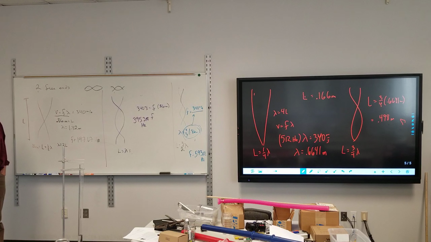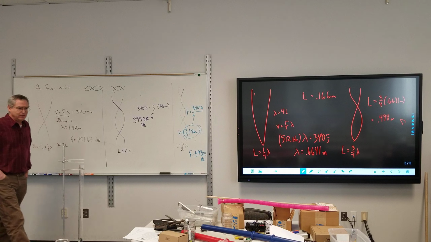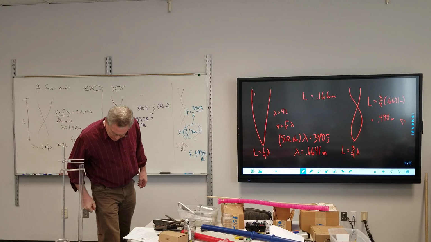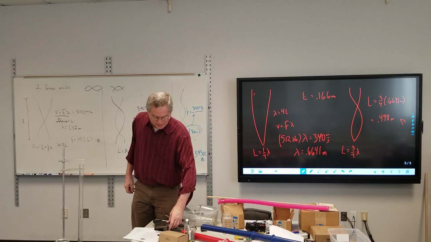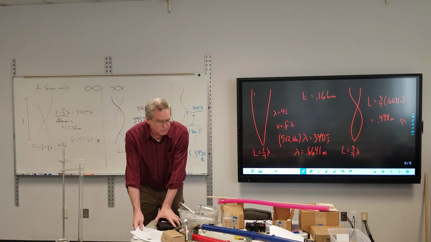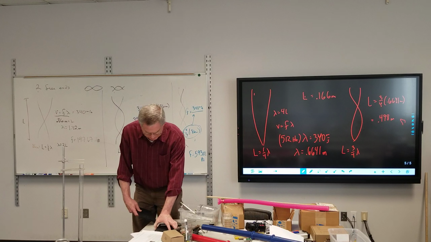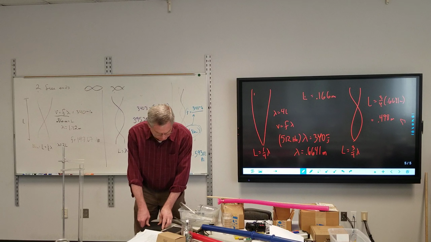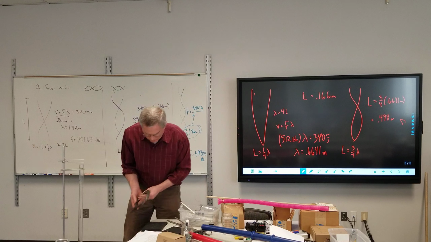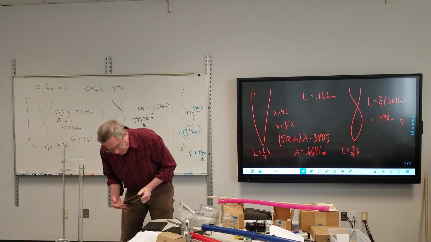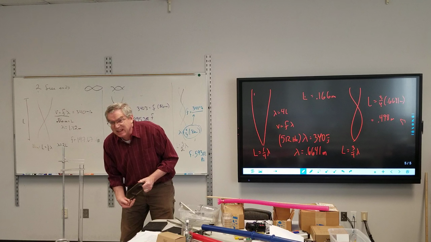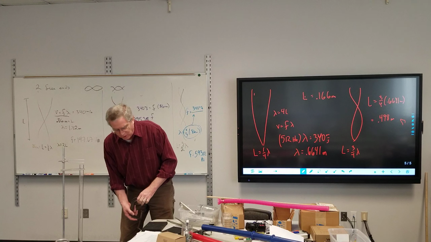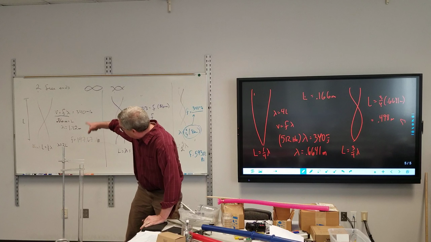So we've done 2 free ends, we've done 1 fixed, 1 free. 2 fixed ends is next. Is it going to be 1/3 this time? Pardon? Is the 2 fixed ends 1/3? Oh, because one was 1/2 and one was 1/3? Yeah. No. The math is the same as the 2 free ends.